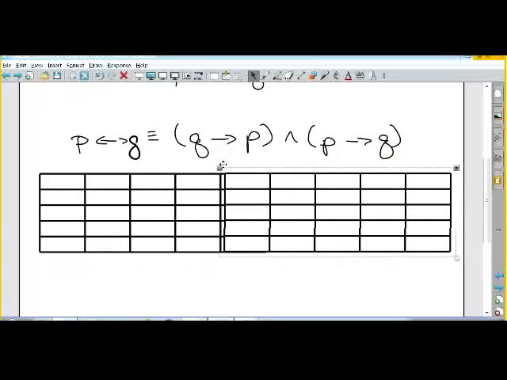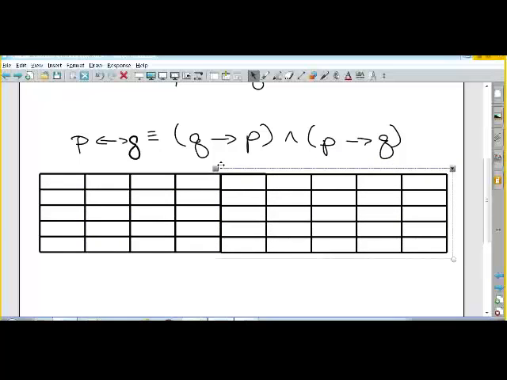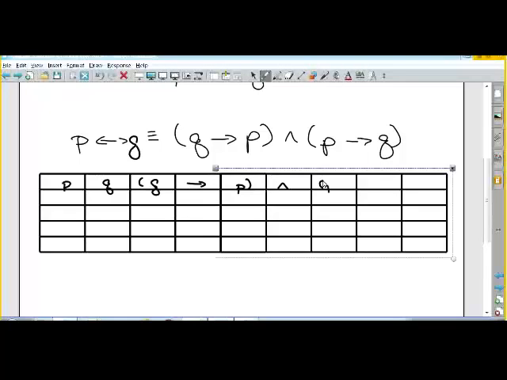So now I have my table, my truth table, to show you what the final truth value is for the biconditional as written this way. We're going to have a column that has P and one that has Q, because we just have the two letters. Then we write the whole logic expression: if Q then P, and if P then Q.